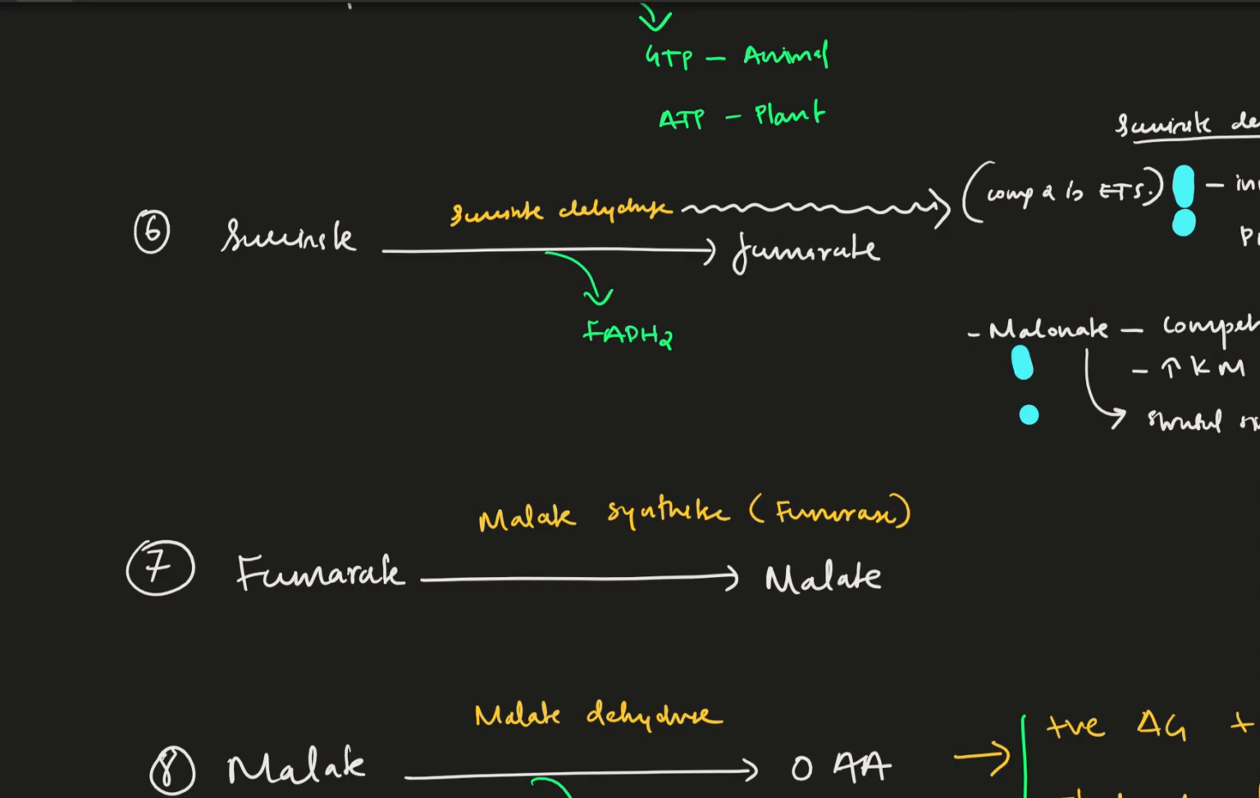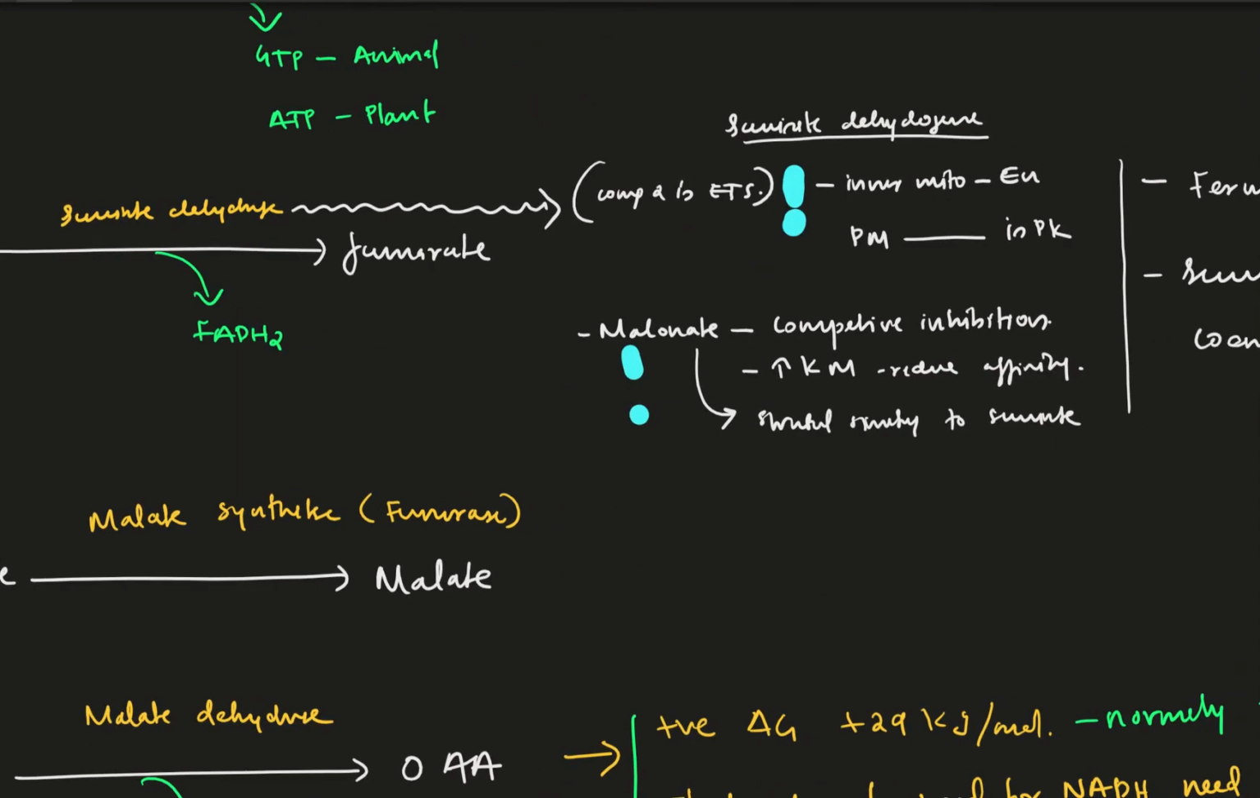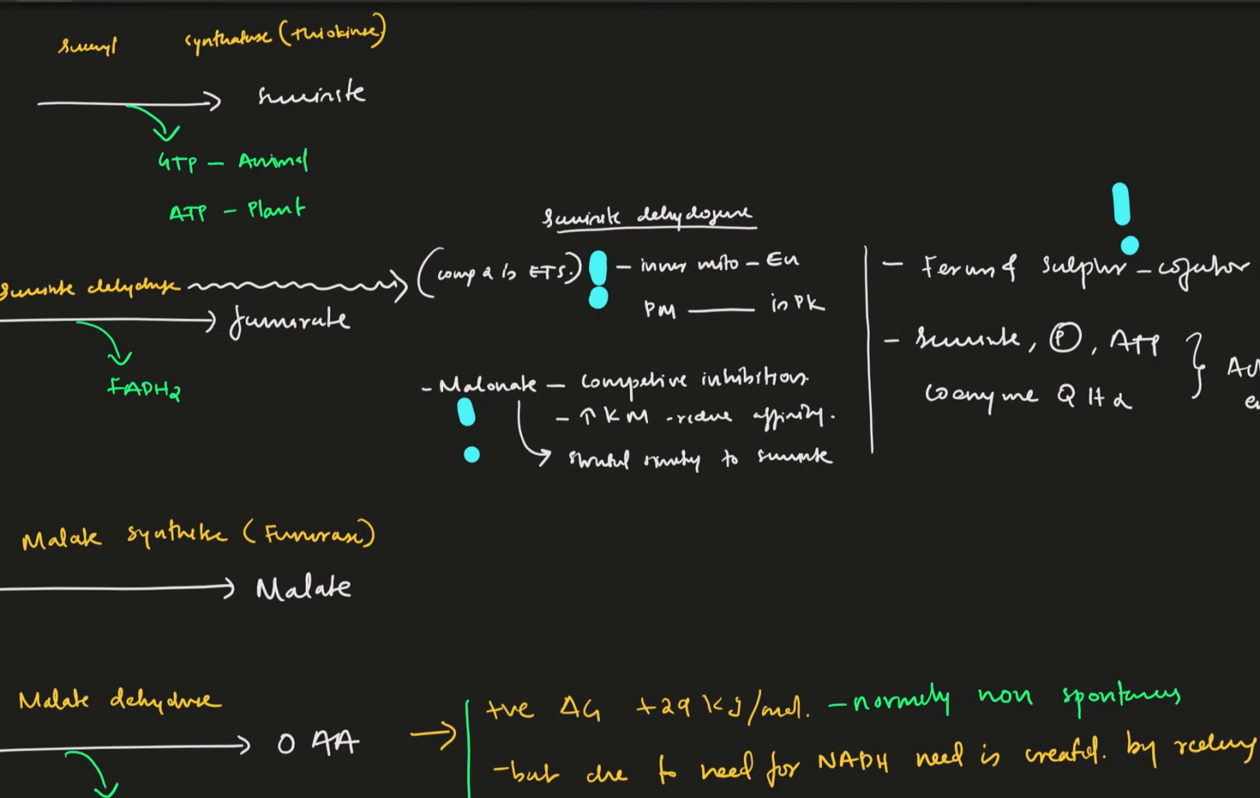Then this succinate is converted to fumarate, and the enzyme is succinate dehydrogenase, or it is also known as fumarase, or succinase somewhere, I think. Then FADH2 is produced here. Why is FADH2 produced? Because, as we have already discussed, this is a carbon carbon bond oxidation. That's why FADH2 is produced. And this succinate dehydrogenase enzyme is used as complex 2 in the electron transport chain.